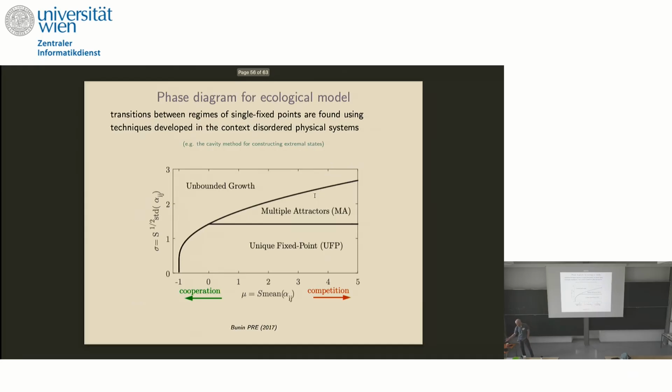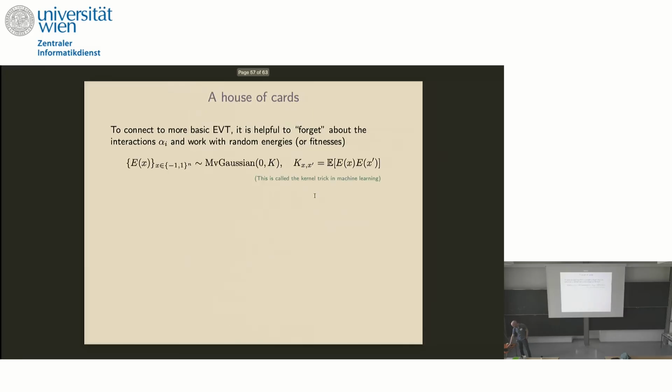This is just one example, a guy, Bunin's work, constructing a phase diagram for one of these ecological models. And basically he uses this cavity method, which comes from disordered systems. So these have found many applications in biology. And again, ultimately it's about extremal statistics, and even related to these simpler things I talked about at the beginning of the talk.